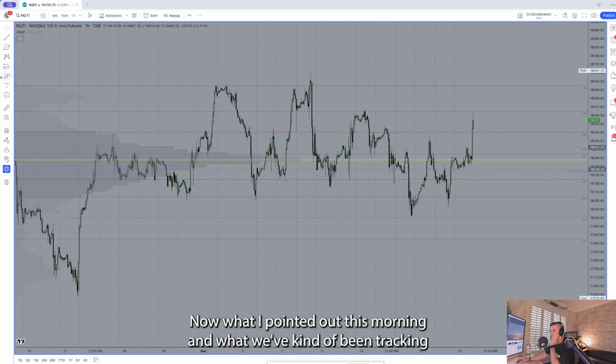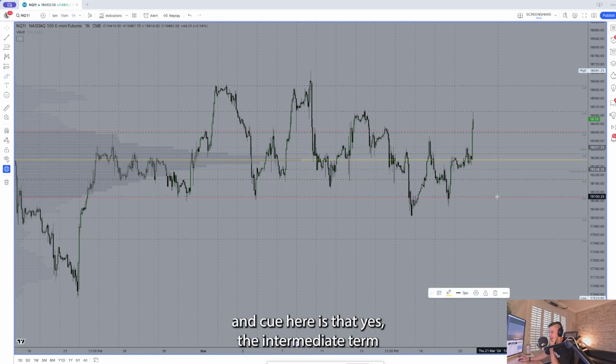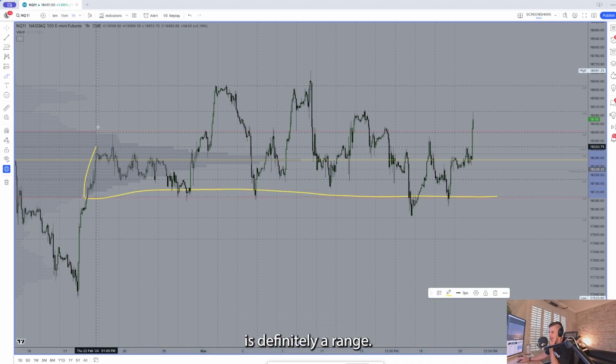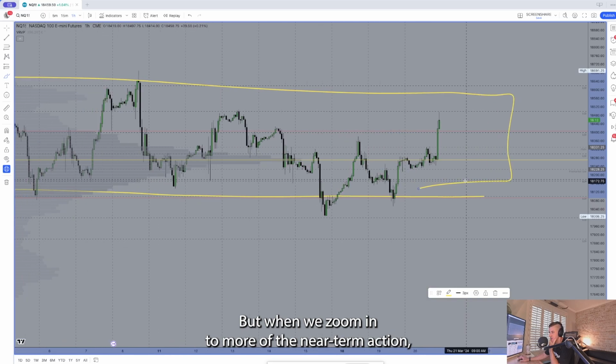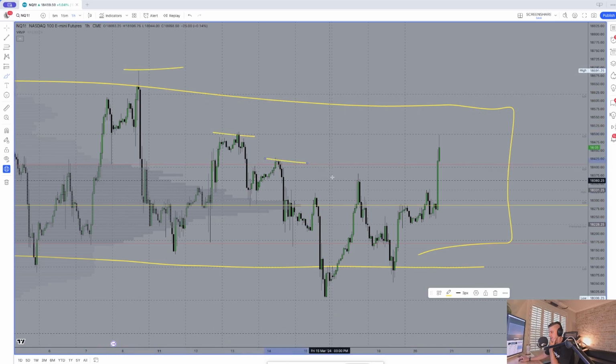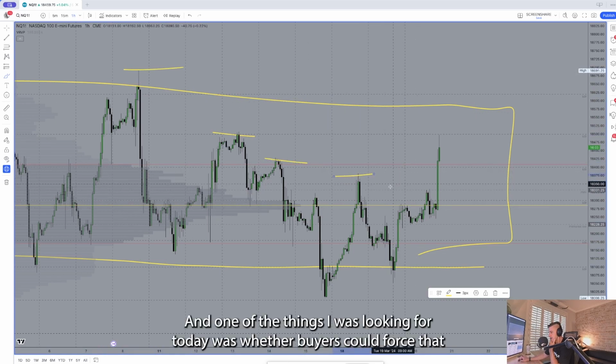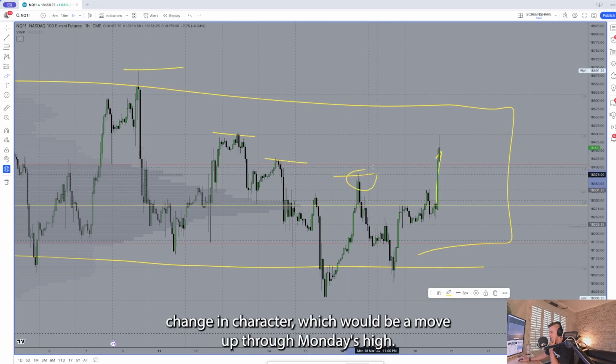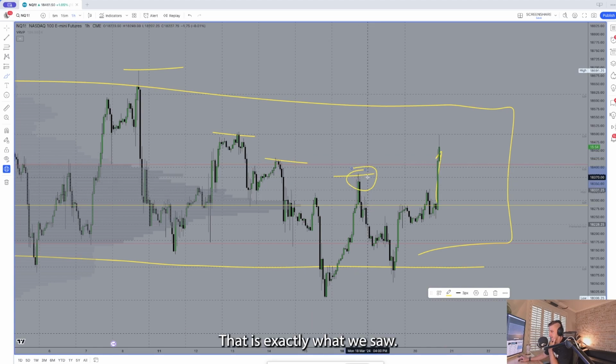Now, what I had pointed out this morning and what we've kind of been tracking in NQ here is that, yes, the intermediate term is definitely a range, but when we zoom into more of the near-term action, what we're going to find is a series of lower highs, right? And one of the things I was looking for today was whether buyers could force that change in character, which would be a move up through Monday's high. That is exactly what we saw.